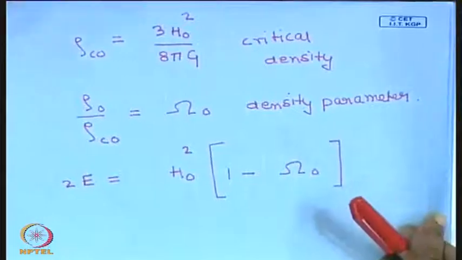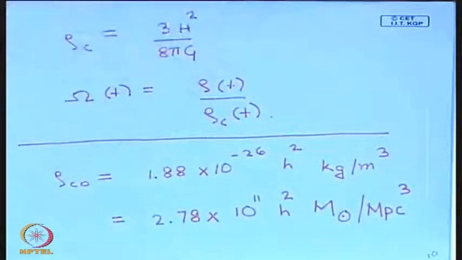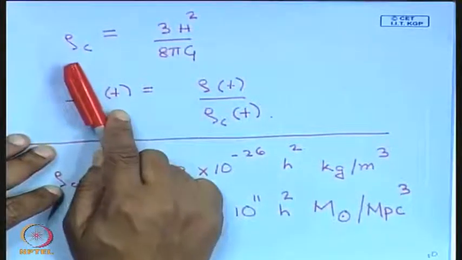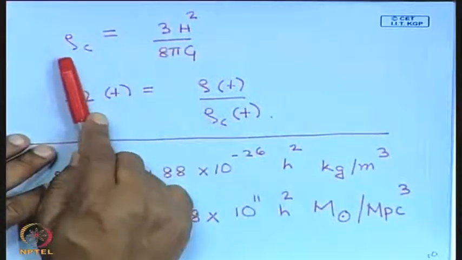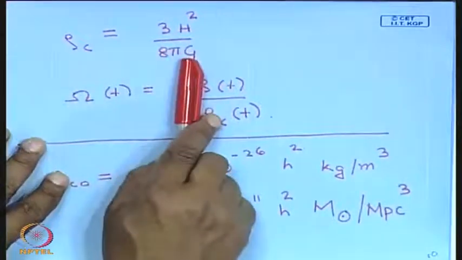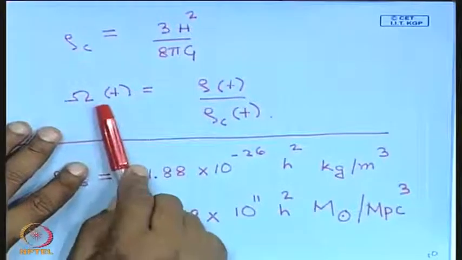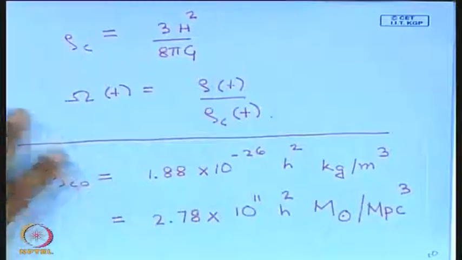Further, I also told you that this ratio, the critical density, is a very general definition. It is not only that you can define it at present, you can define this at any epoch. So, it is 3 H square by 8 pi G at the epoch in question, and the omega density parameter also can be defined at any epoch. It is the ratio of the two densities at that epoch.